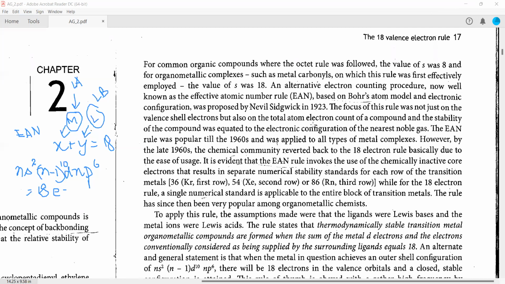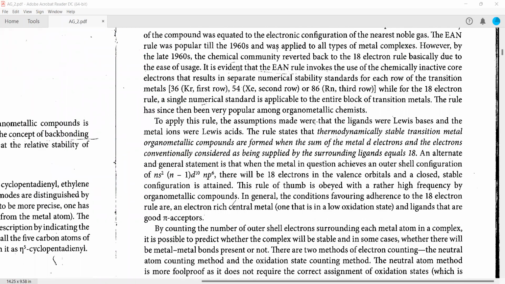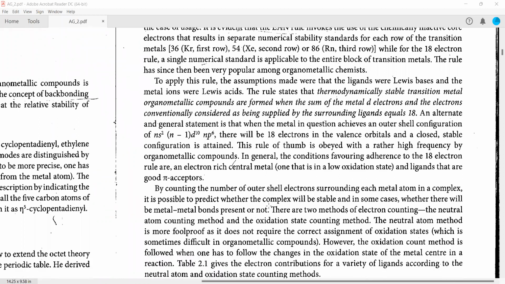Let us move forward. We now know the basis of the 18 electron rule. By counting the number of outer shell electrons surrounding each metal atom in a complex, it is possible to predict whether the complex will be stable, and in some cases, whether there will be metal-metal bonds present or not. And what about this last line? We will be dealing with this line in the later chapters. For now, by knowing about the 18 electron rule, you can actually tell the stability of the metal complex. If the electron count of the metal complex comes out to be 18, then you can say that the metal complex is stable. And when the electron count is not 18, then what happens? We will discuss that later.